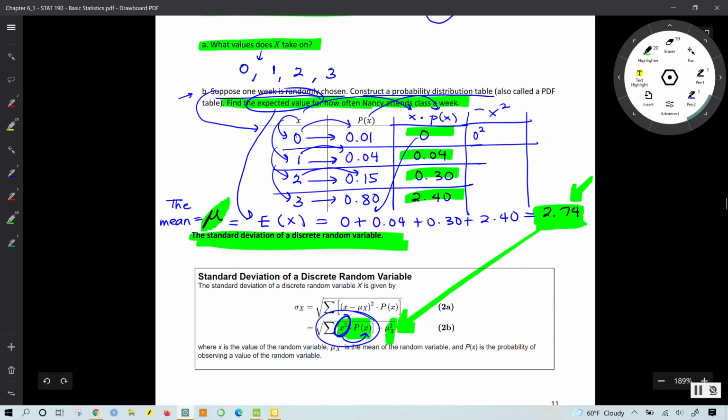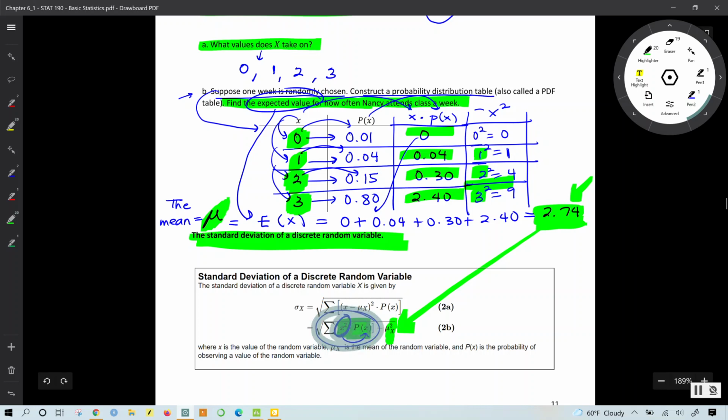So 0 squared is 0. That 0 came from here. And then the next one is 1 squared, then 2 squared, and then 3 squared. We're going to populate that here. So let's do that. You have 1 squared is 1. You have 2 squared is 4. 3 squared is 3 times 3, which is 9.